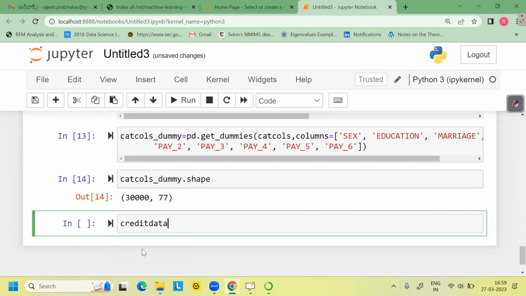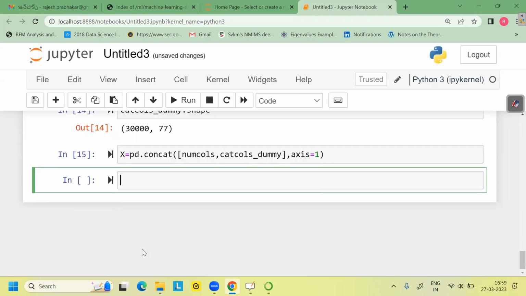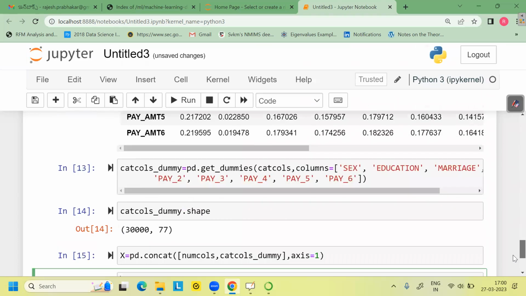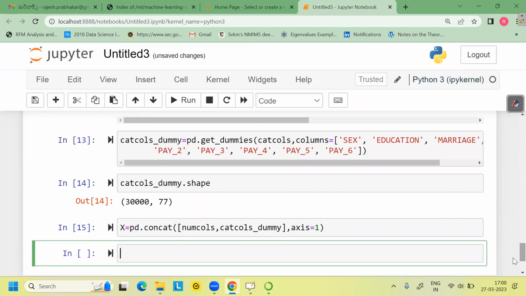Okay, no problem. credit_data_df is equal to pd.concat. Make it X only. X is equal to pd.concat of num_cols, comma, cat_cols_dummy, comma, axis equal to 1. Sorry, column wise concatenation. First num_cols, then cat_cols_dummy. So we have separated the num cols and cat cols, and then we have dummy encoded the cat cols. Then we concatenated them into X, our independent variables.